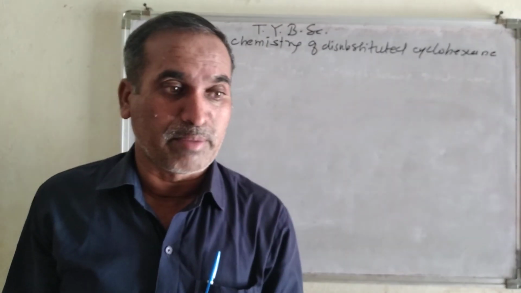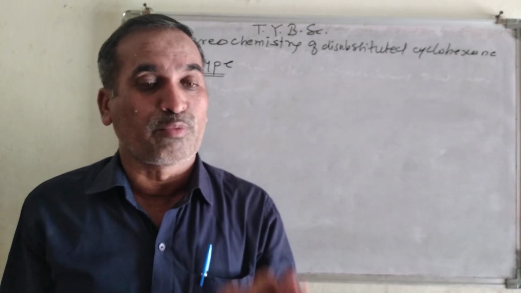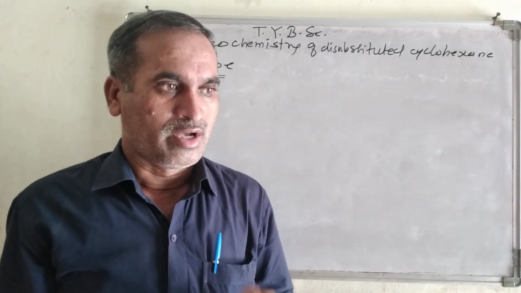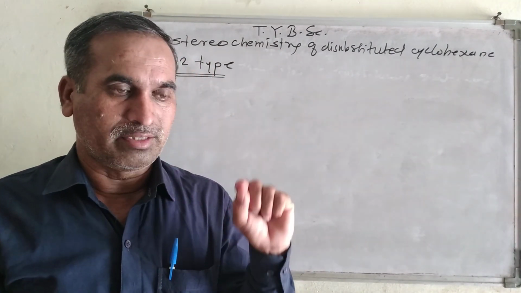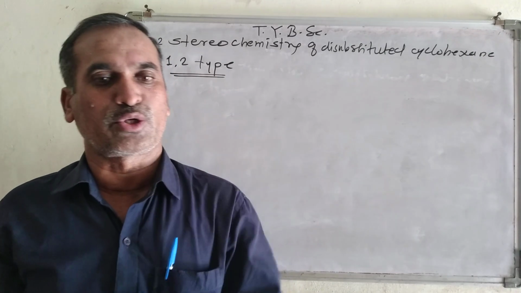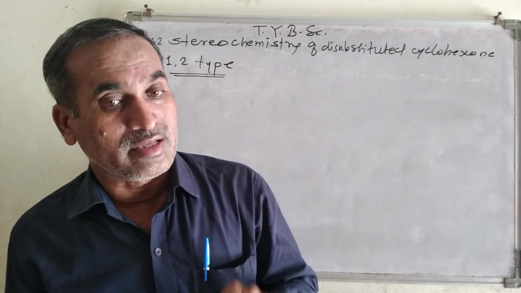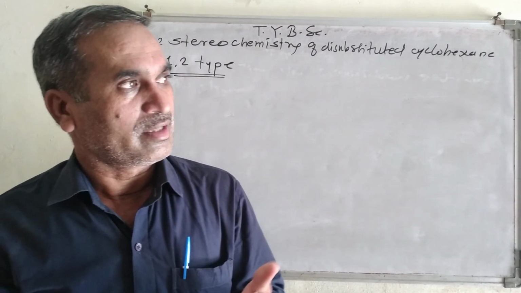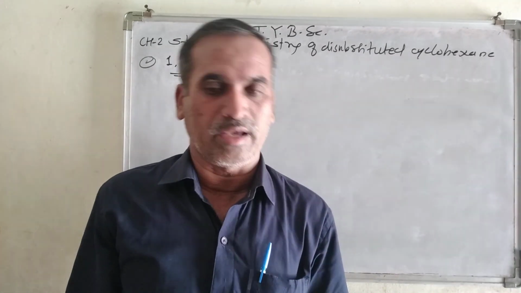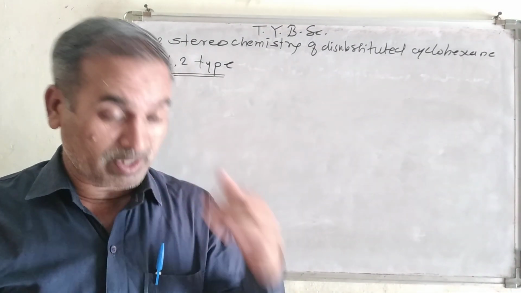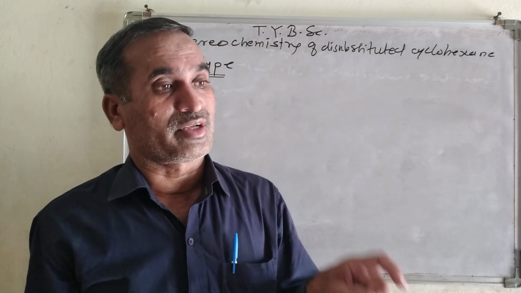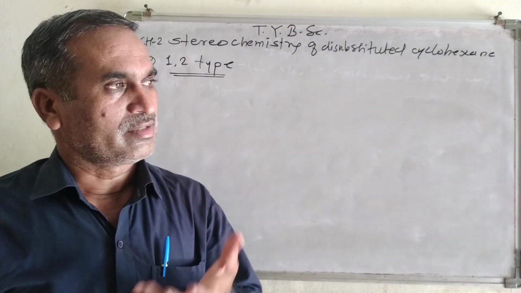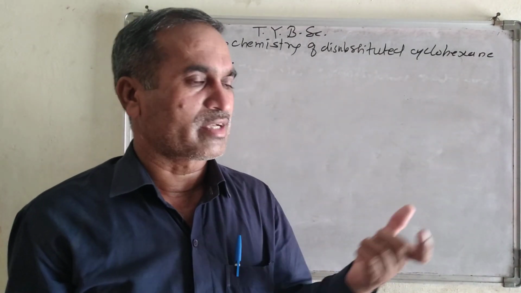Always remember, in general, a bulkier group always prefers to exist at an equatorial position, and therefore we have considered X and Y. These are the two groups present on the same carbon atom. If X is greater than Y, then the B conformation is more stable than the A. Similarly, if Y is bigger than X, then the A conformation is more stable than the B. If X and Y are identical, then both are equal, showing equal stability.